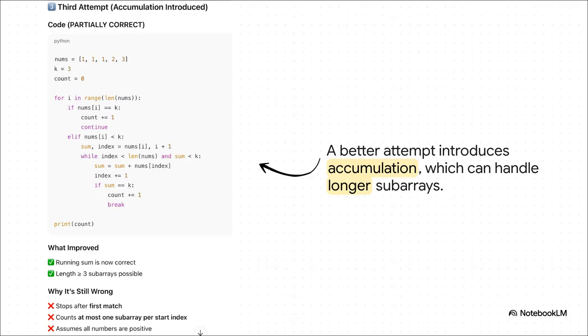So our second try is a bit smarter. It brings in this idea of accumulation. Instead of just looking at pairs, it'll start at one number and then keep adding the next one and the next one, checking the running sum as it goes. This is a big step up, for sure. It can actually find those longer subarrays. But, as you've probably guessed, it's still got some major problems.